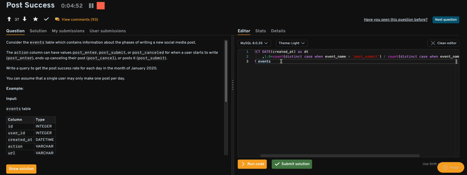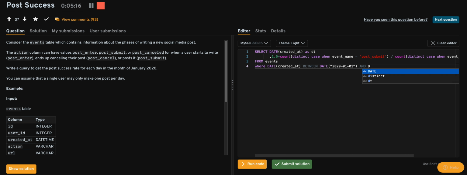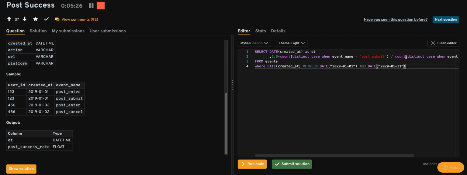Also, we want to have a where clause here to filter the day of the created at, between the days of January 2020. Yes, so that's the idea, as post success rate.